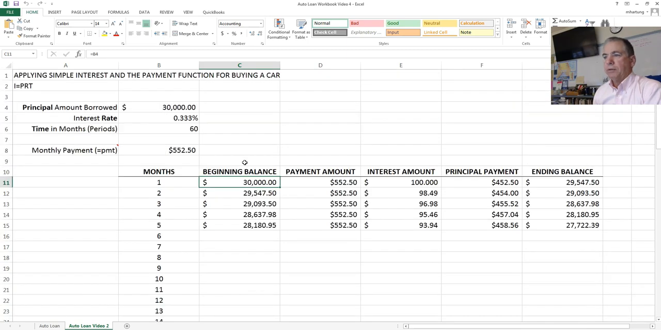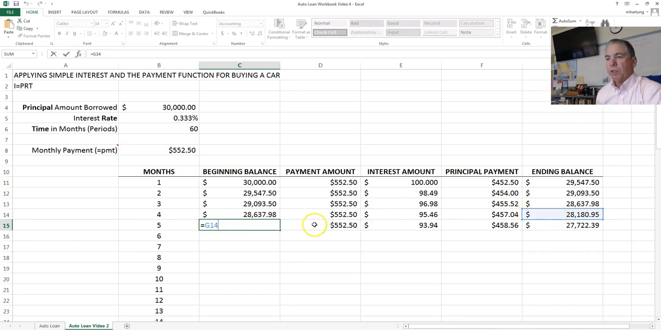And so to do that, we have to make some adjustments to some of these values as far as how they're calculated, how they're referenced within this worksheet. Let's start with the beginning balance. The beginning balance is a formula that simply references the ending balance of the previous period. So that formula can be copied using this fill handle, and we can copy that all the way down, and we'll do that in just a minute.